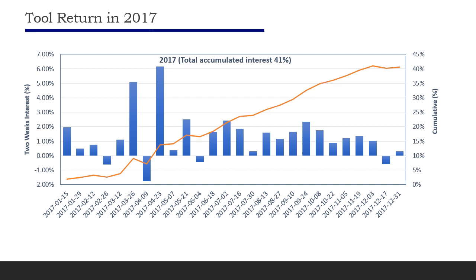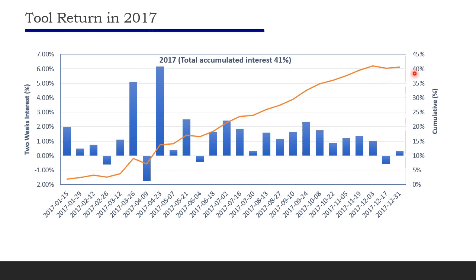Starting with 2017, here you can see the performance of this method in 2017. Again, on the right axis, you can see the accumulative return, and on the left axis, you can see the return of each individual package, which has been shown with the bar here. And this orange curve shows the accumulative return of this method in 2017.